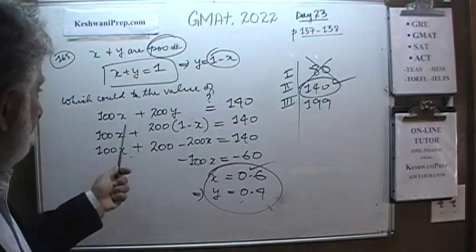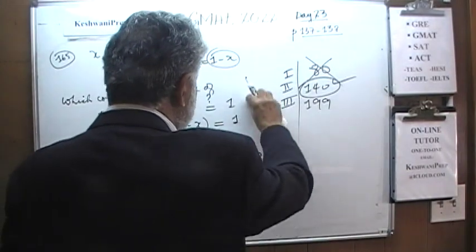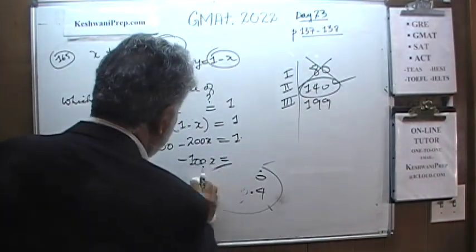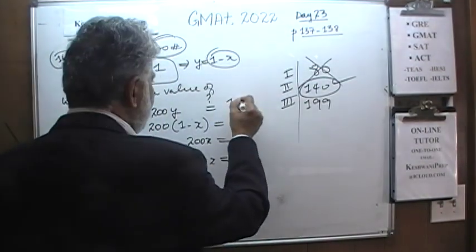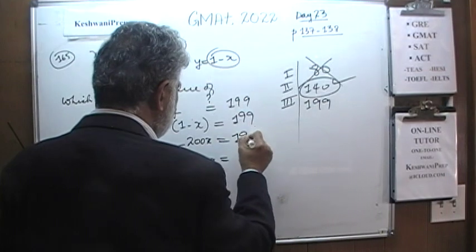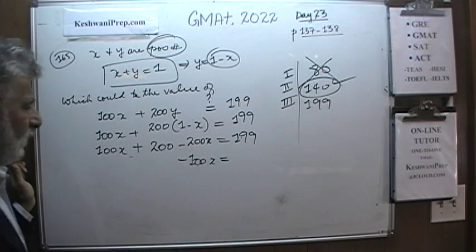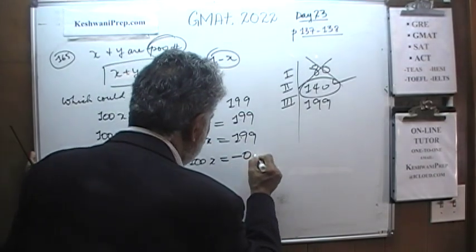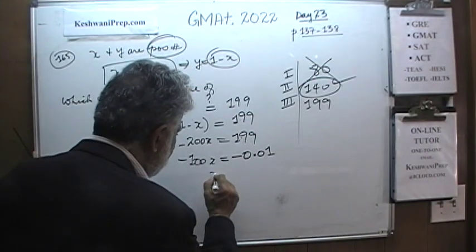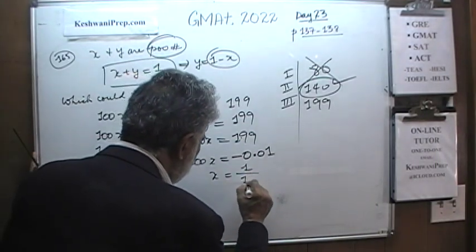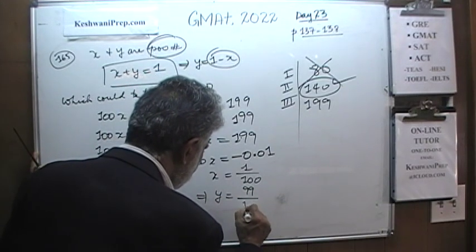Is it possible for this quantity to be 199? That's the question. Well, if it's 199, then 199 minus 200 will give us negative 0.01. Divide both sides by negative 100, and we find that x is equal to 1 over 100, which in turn implies that y must be 99 over 100.